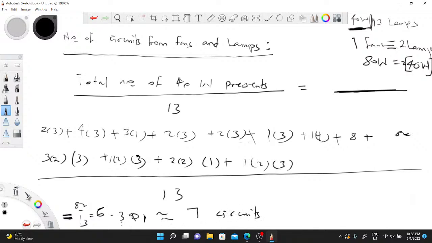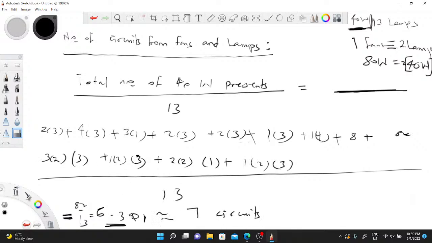What this means is that if I form 7 circuits, each containing 13 elements, 1340 watts, I can form 6 circuits of 13, and then there will be one that goes up to 13, but it shouldn't exceed 13. If it's less than 13, it's allowed. So that's the implication of the answer we are getting.